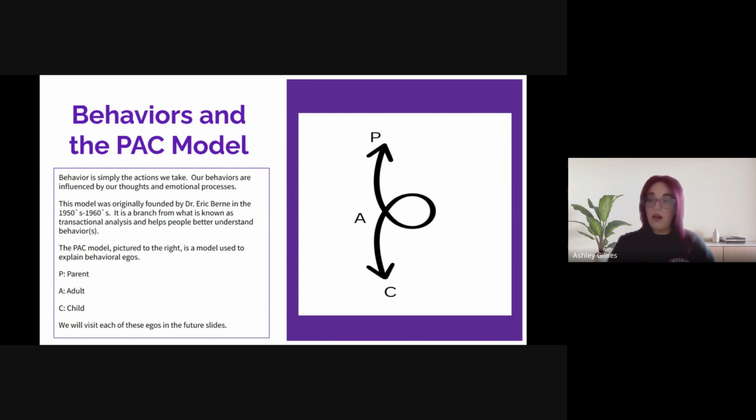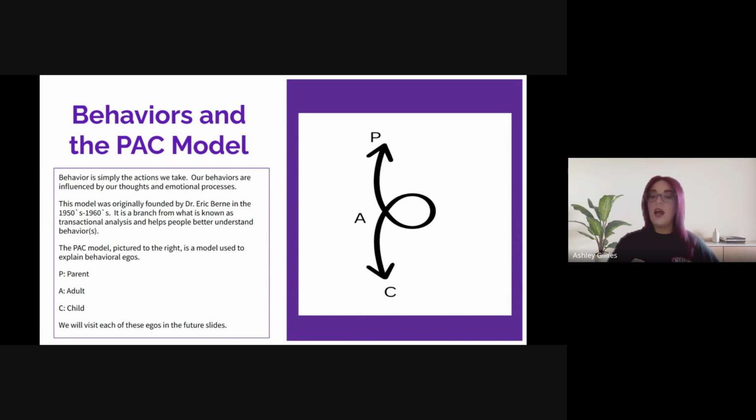Okay, so PAC. P stands for parent, A stands for adult, C stands for child. In the next slide, we're going to break down parent and child, and we're going to save adult for last. You will see why. But you can see in the depiction that it's got PAC and an arrow that seems to be never ending.